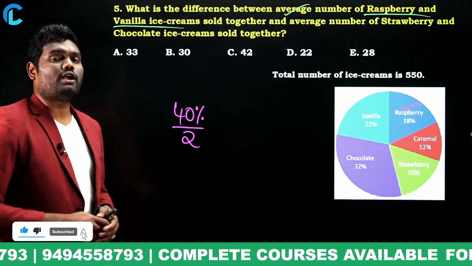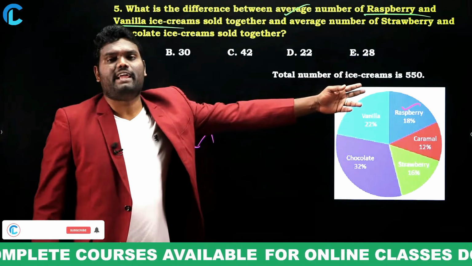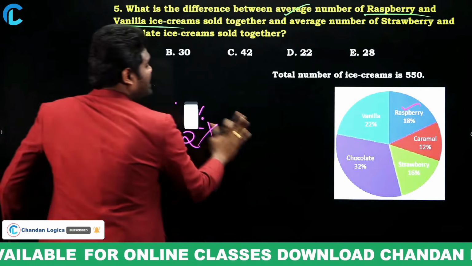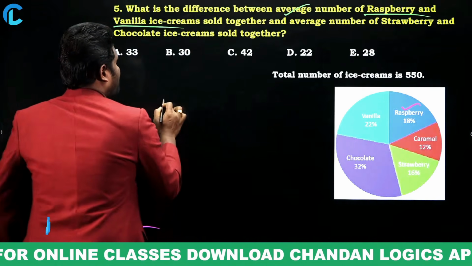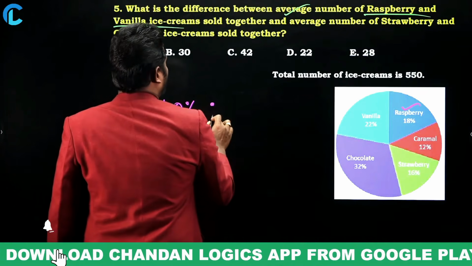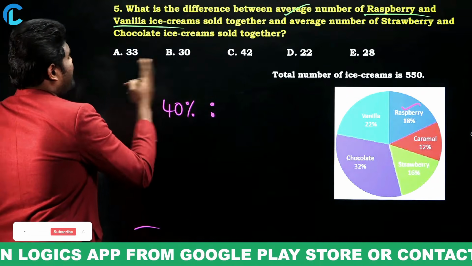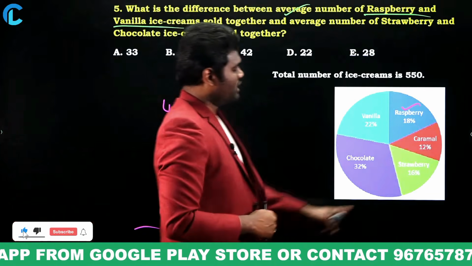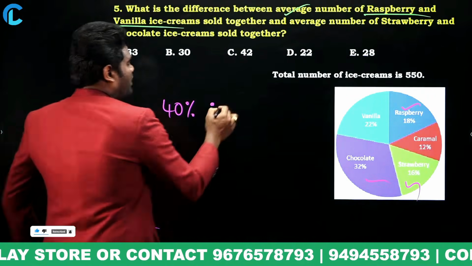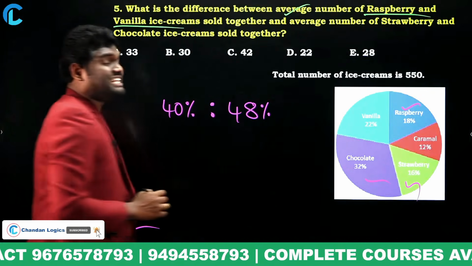Generally, so many students will do what? 40% by 2 into again this 550. Don't do this calculation. This is unnecessary calculation. So raspberry, vanilla combined together, both of them 40%. Next, strawberry, chocolate combined together. Strawberry 18, chocolate 32, both of them combined together 48%. Now look here, the question is saying average.